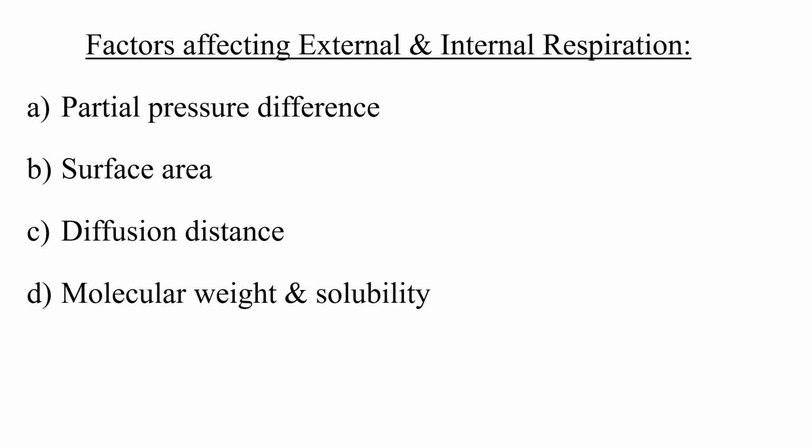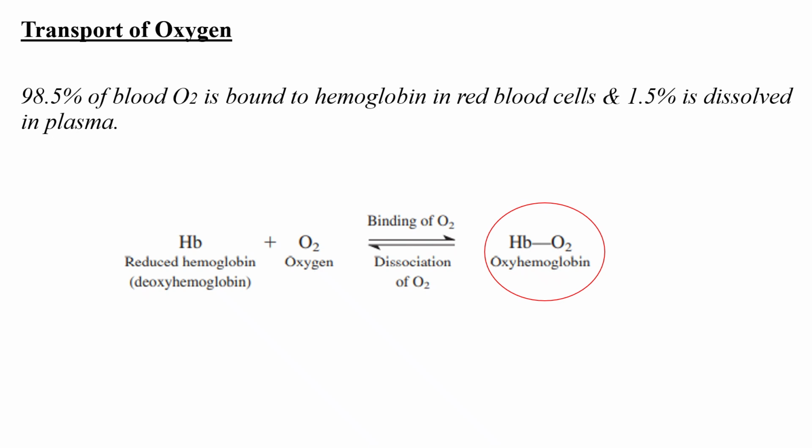So these are the few factors which are affecting external and internal respiration. The factors were partial pressure difference, surface area, diffusion distance, and the molecular weight and solubility. We'll be learning one more additional point, that is the transport of oxygen and carbon dioxide.